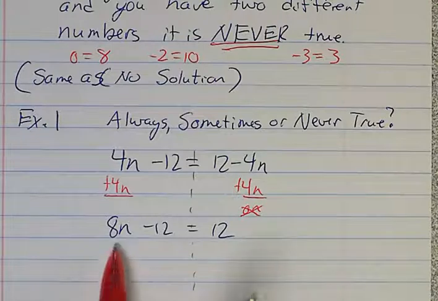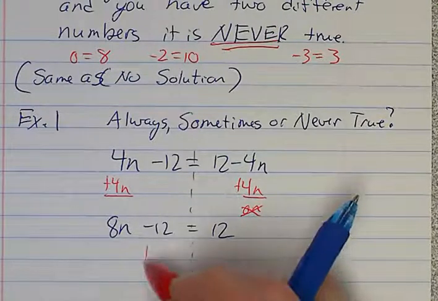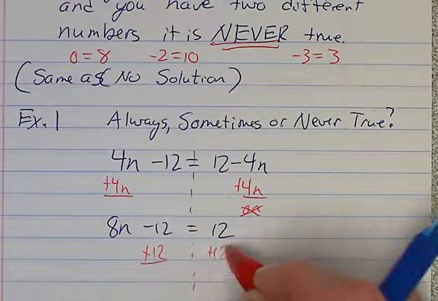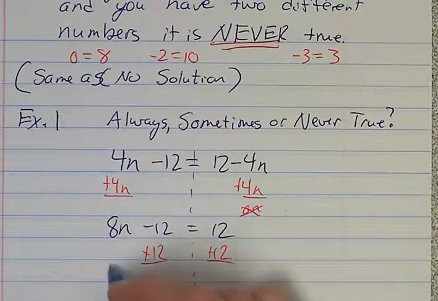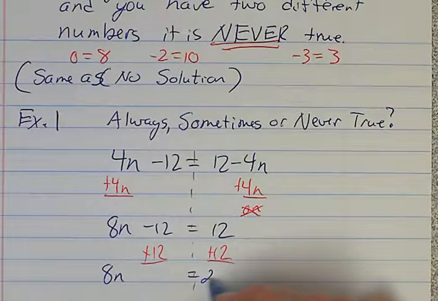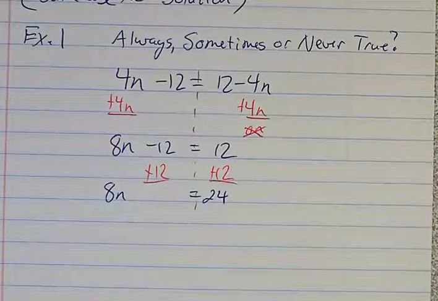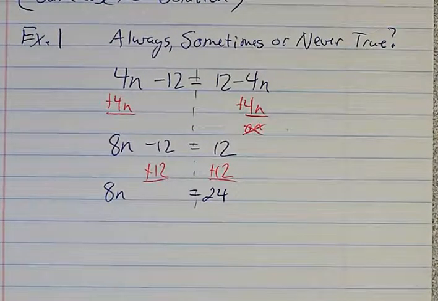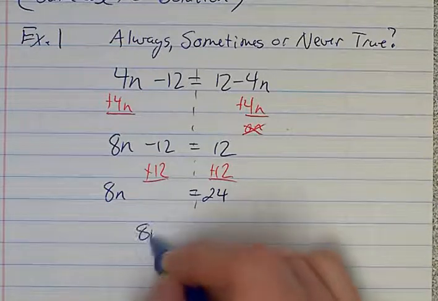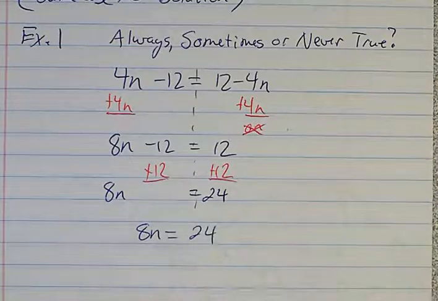Okay, and then from here you've got 8n minus 12. Well, let's get rid of that 12 and add 12 to both sides. So we've got 8n equals 24. And if we've got 8n equals 24, just got to divide both sides by 8.